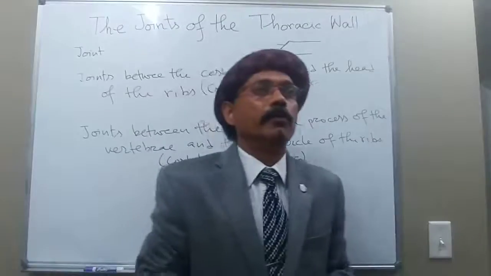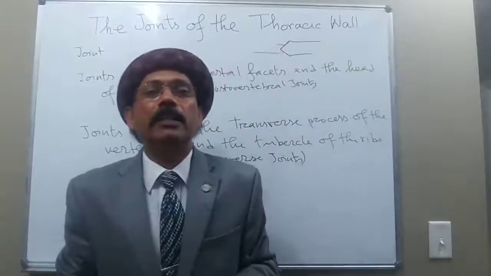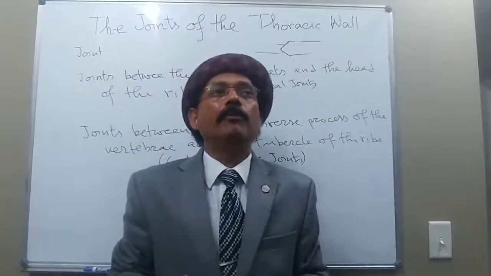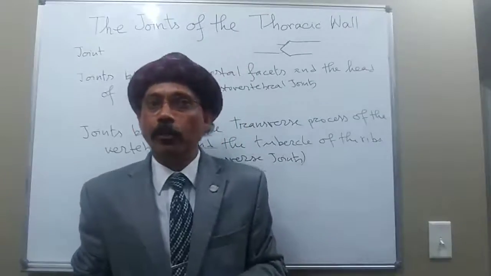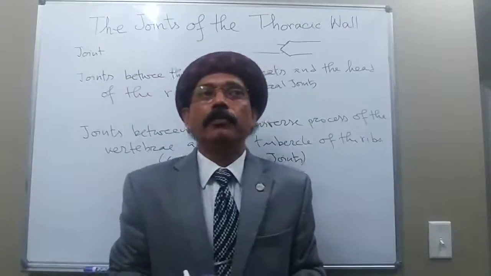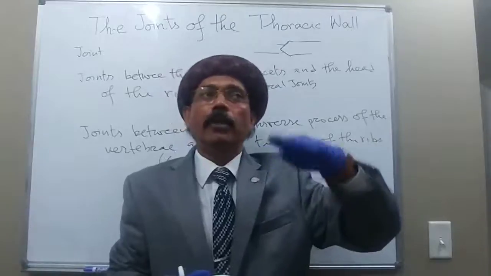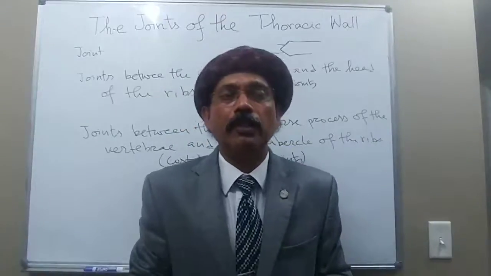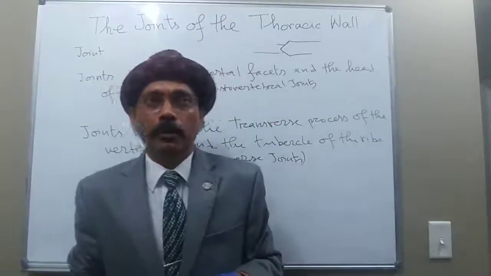We have to know that the heads of the 10th, 11th and 12th ribs articulate with the corresponding vertebral body only. They do not articulate with the vertebra above in the case of the 10th, 11th and 12th ribs.